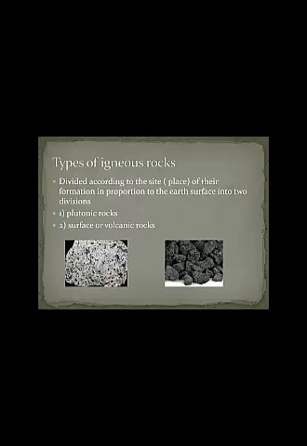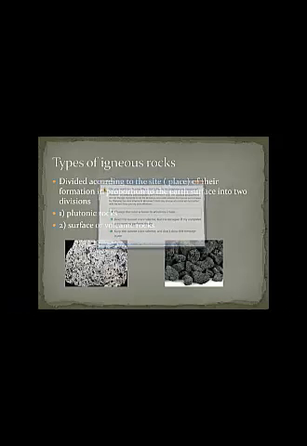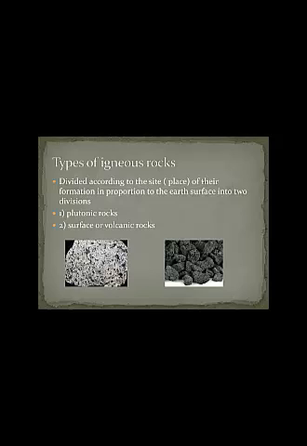There are types of igneous rocks. Igneous rocks are divided according to the place of their formation in proportion to the Earth's surface into two divisions: plutonic rocks and volcanic or surface rocks.